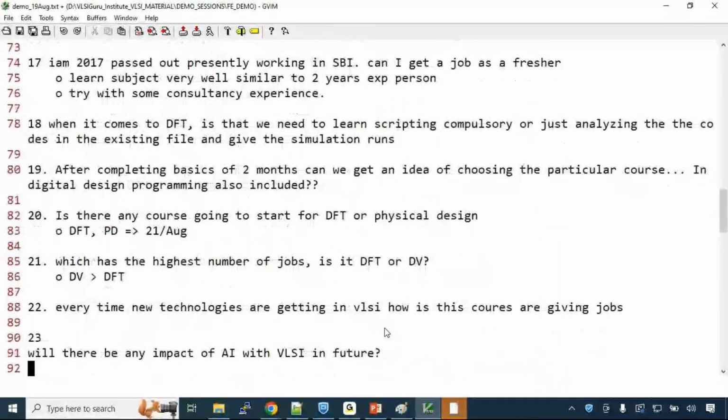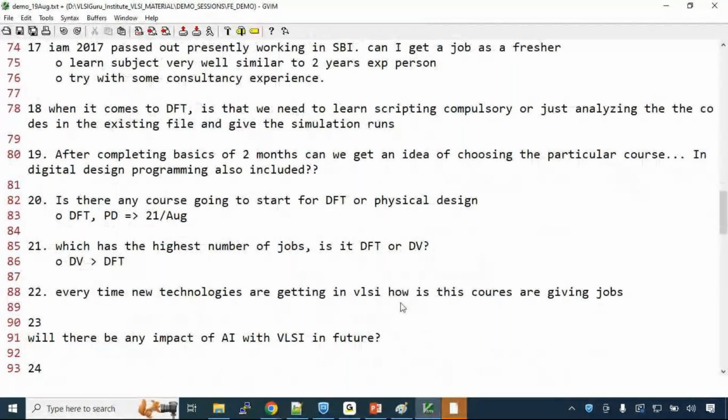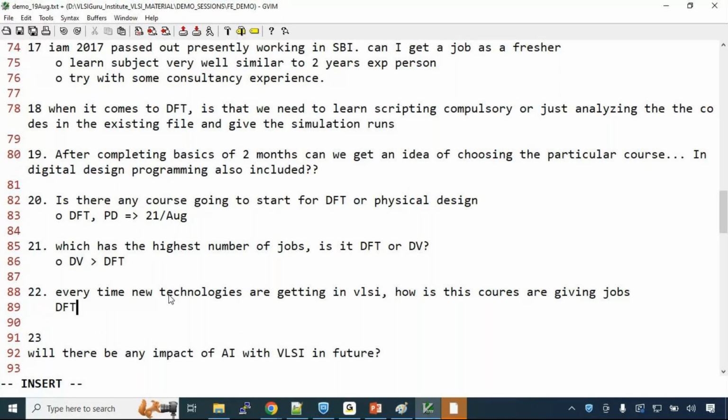Every time new technologies are coming in VLSI, how are these courses giving jobs? See, new technologies won't impact you. I will tell you one thing. I was talking about DFT. What all techniques did we talk about in DFT? Scan, ATPG, compression, BIST, built-in self-test, JTAG. All these things, compression, were there 30 years back also.